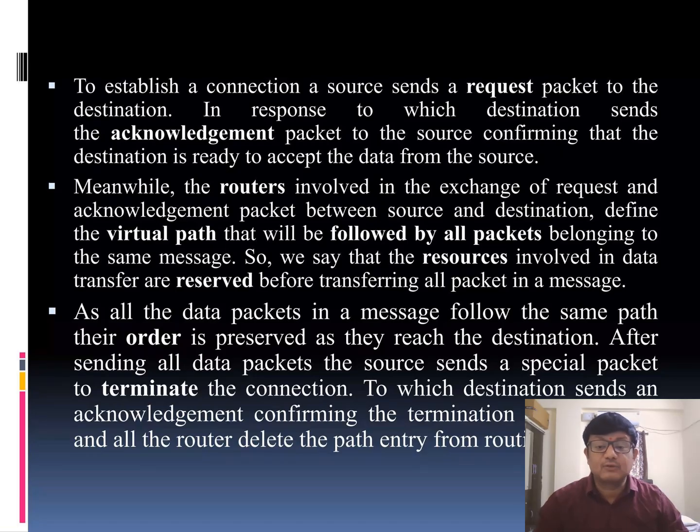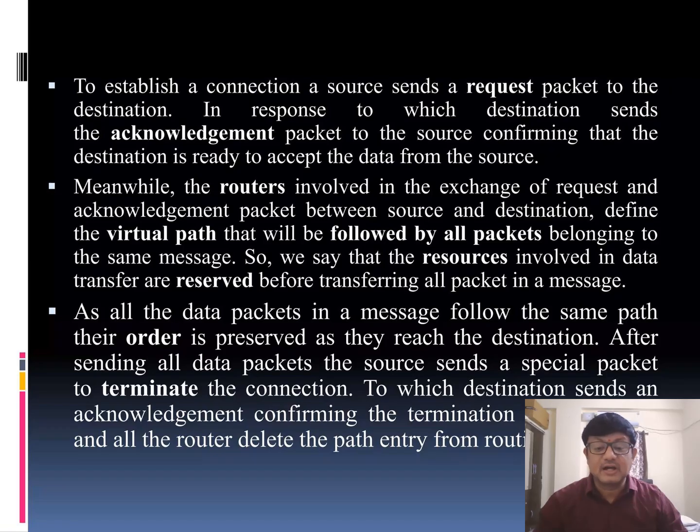To establish a connection, the source sends a request packet to the destination. In response, the destination sends an acknowledgement packet to the source, confirming that the destination is ready to accept the data from the source. Meanwhile, the routers involved in the exchange of request and acknowledgement packets between source and destination define the virtual path that will be followed by all packets belonging to the same message. So we say that the resources involved in data transfer are reserved before transferring all packets in a message. As all the data packets in a message follow the same path, their order is preserved as they reach the destination.